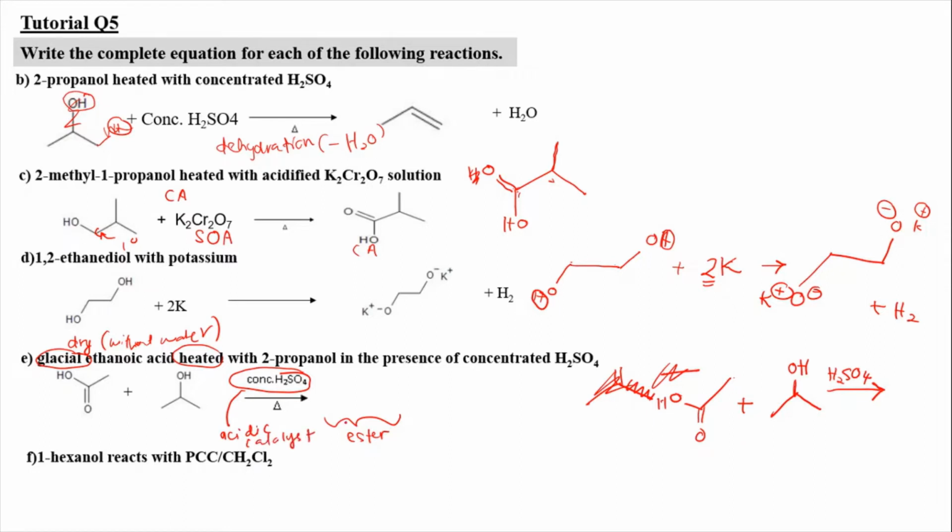Okay, and in order to produce the ester, the OH group here is going to be removed, and the H here is going to be removed. So hydrogen from the alcohol is going to be removed, and OH from the carboxylic acid is going to be taken out in order to produce water.